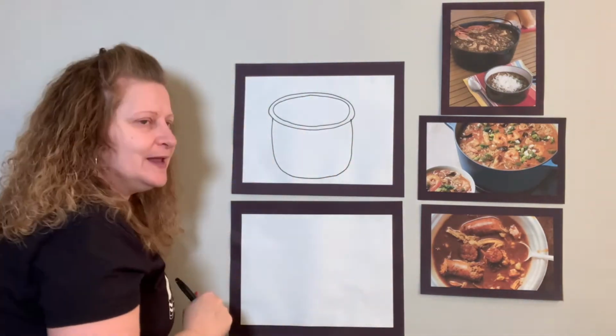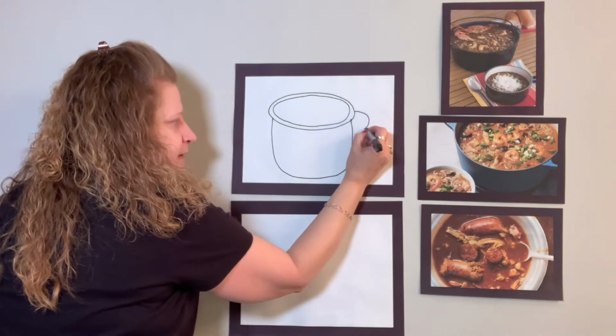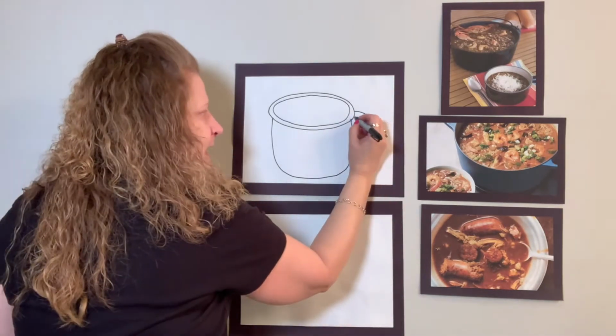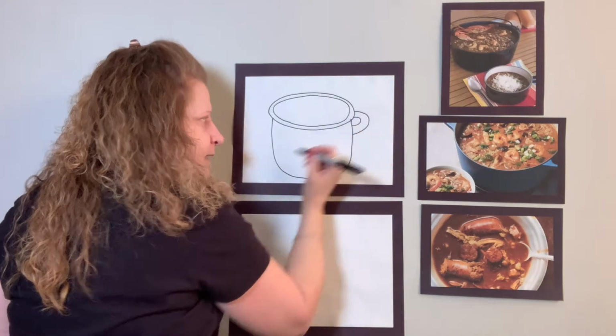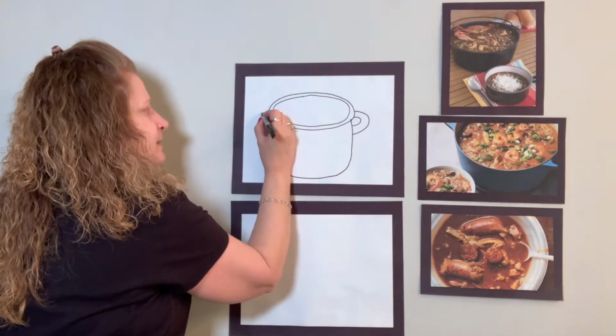So here's my pot. Now, oftentimes a pot will have a handle on both sides. So here I'm going to put a curved line on this side, and I'm going to put a little curved line here, right inside of that one. And I'm going to do the same thing to this side.